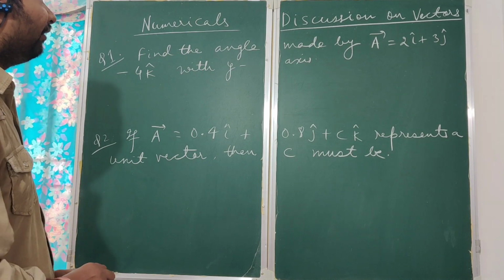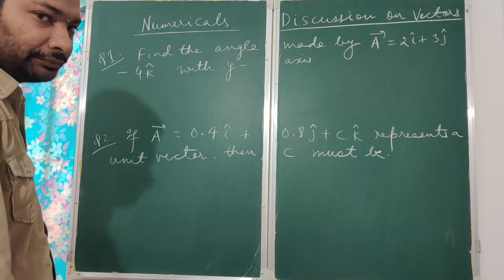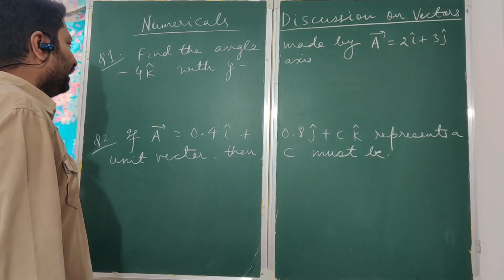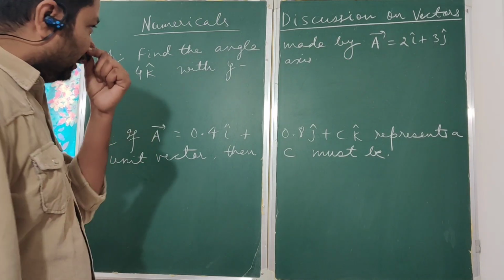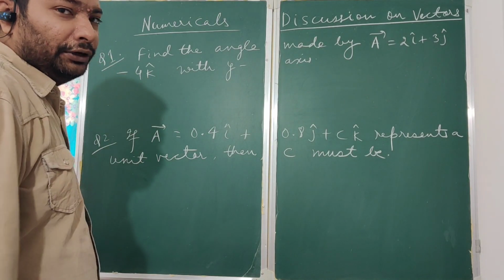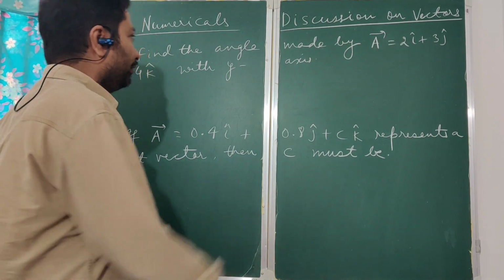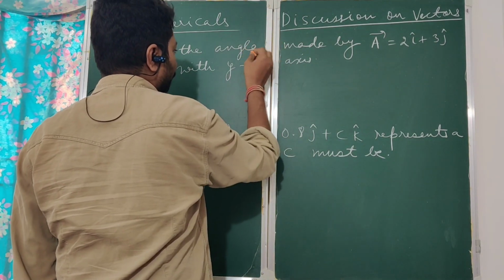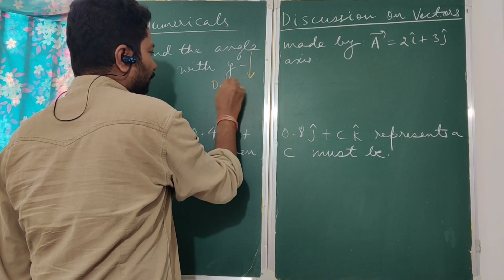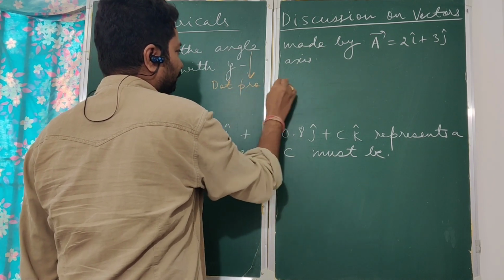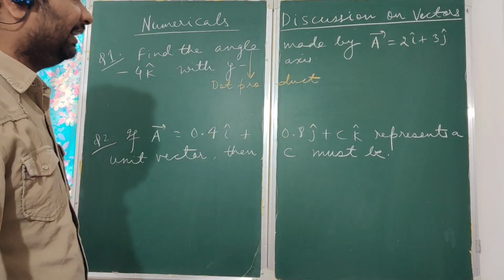The first question is, find the angle made by a vector given as 2i cap plus 3j cap minus 4k cap with the y axis. Then how to find this angle? I have told you that whenever you are asked to find the angle between two vectors, you should always try to take the dot product of those two vectors. Correct? So we have to find it between a vector and y axis.